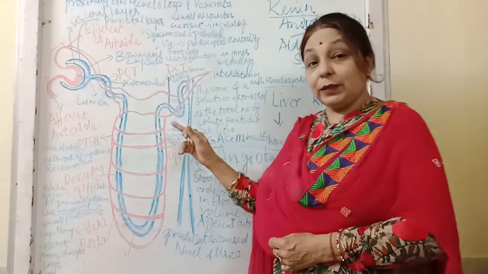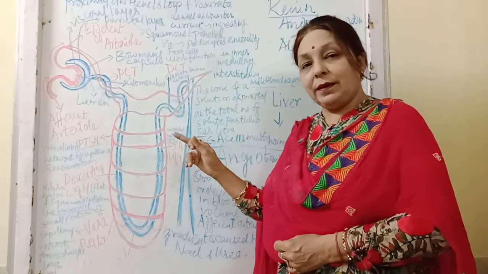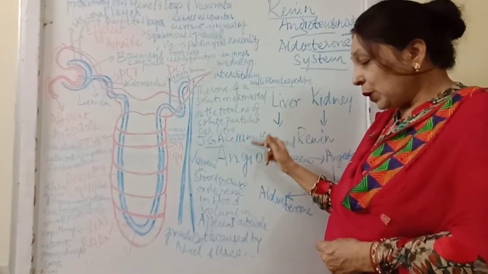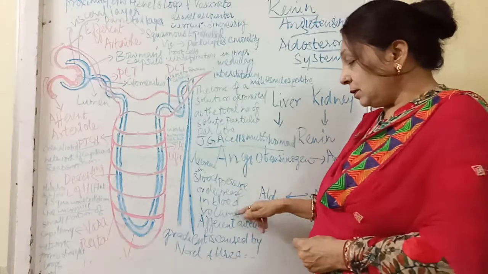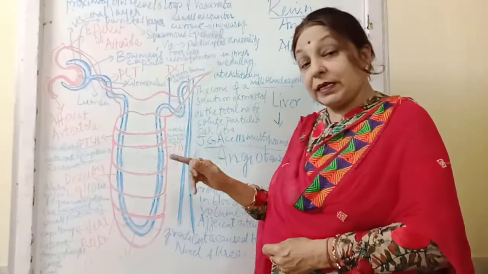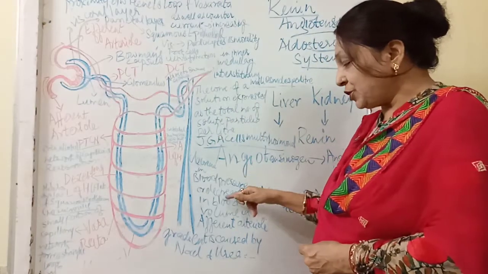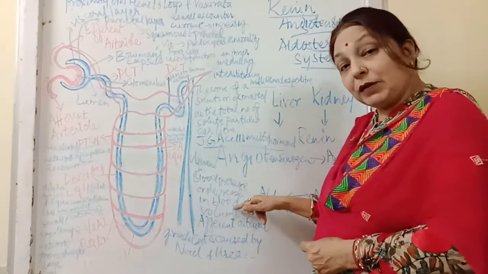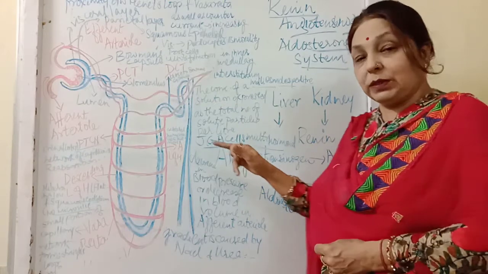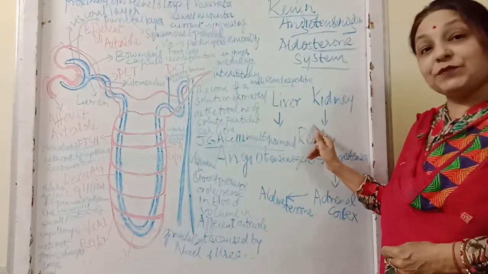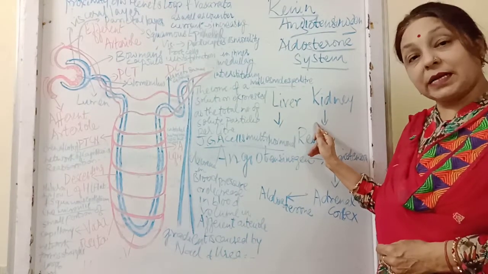So I already told you about the JGA cell. When there is a fall in the blood pressure, or you can say the blood volume, in the afferent arteriole, at that moment the renin hormone is released from the kidney from these JGA cells.